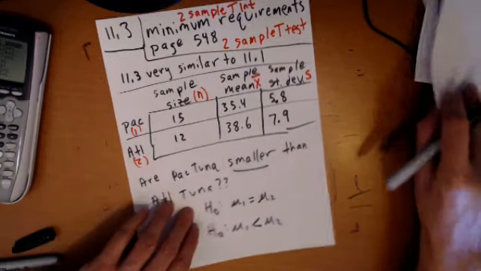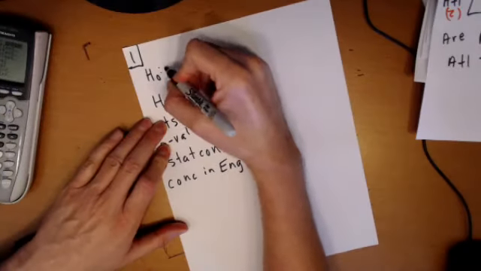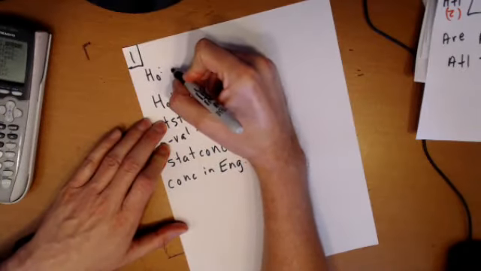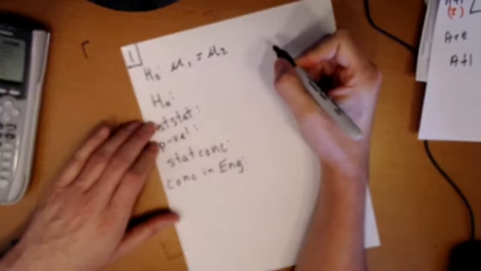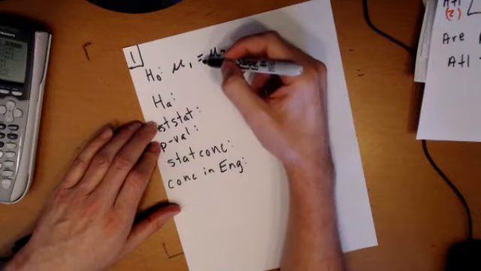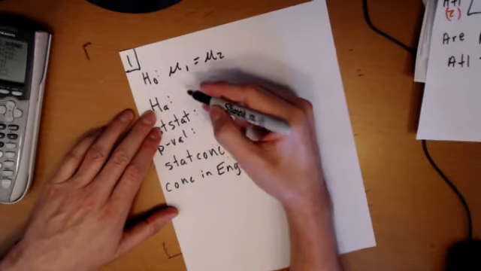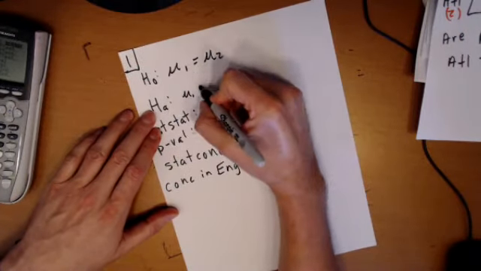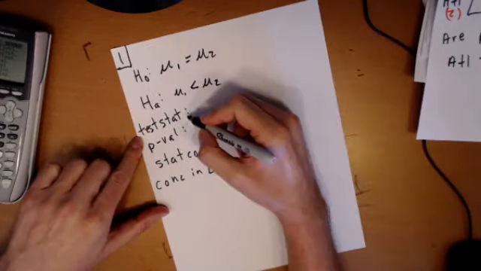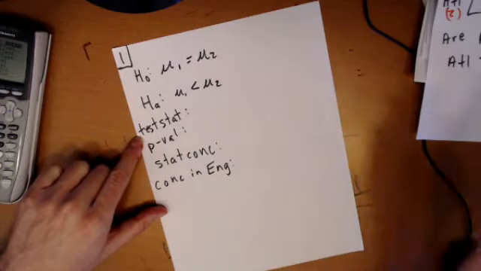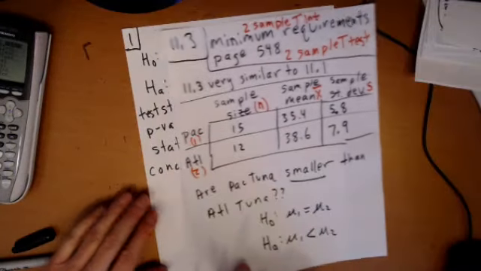Let me just bring it over here. Keep it nice and pretty. We said the null, two groups. We're talking about means. The null, no difference. Are they the same? And then the alternative was that the first group average length is less than the other group's average length. Test stats.